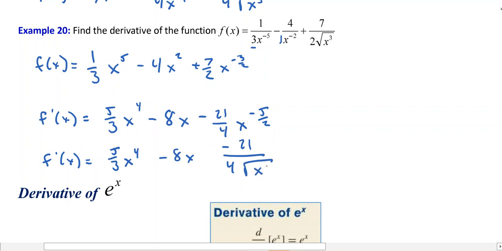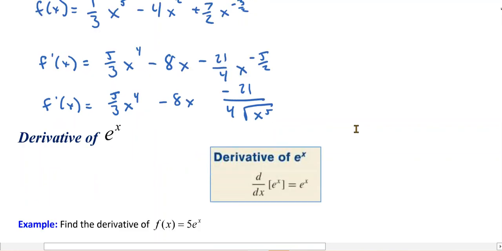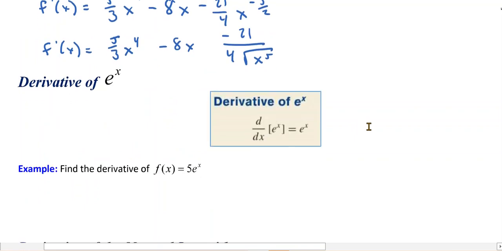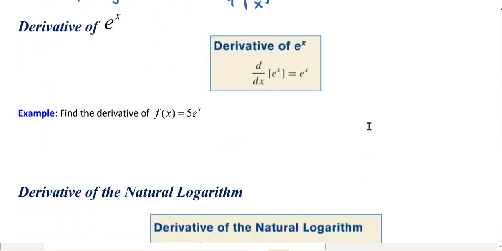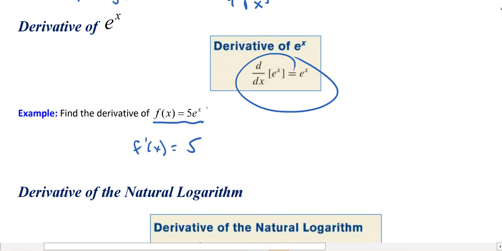Real quick, just a couple new derivative rules that you're going to see in some of the homework problems. And these are really easy. The derivative of the exponential function e to the x. Well, according to this, the derivative of e to the x is e to the x. So the derivative of the function 5e to the x is simply 5 times the derivative of e to the x, which is e to the x. It is its own derivative.